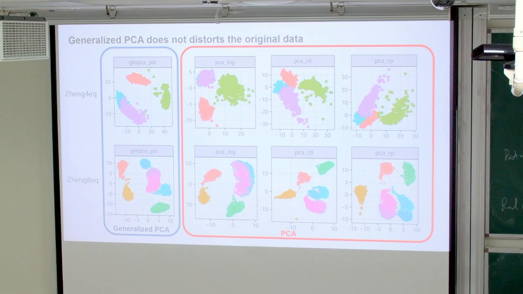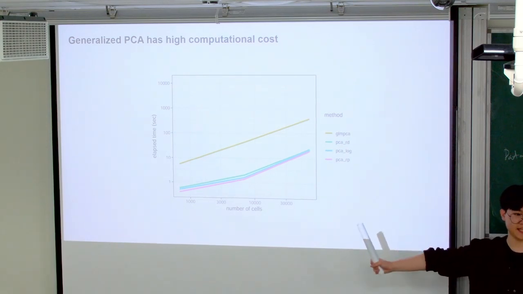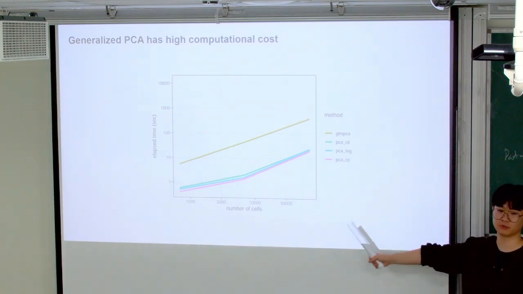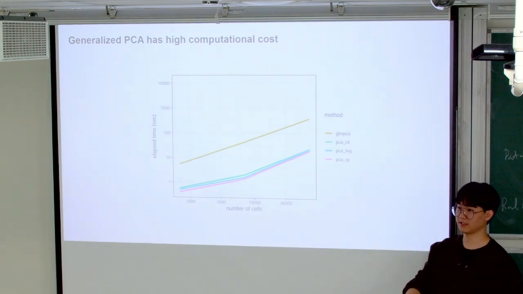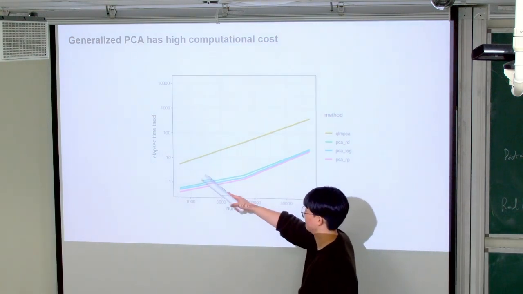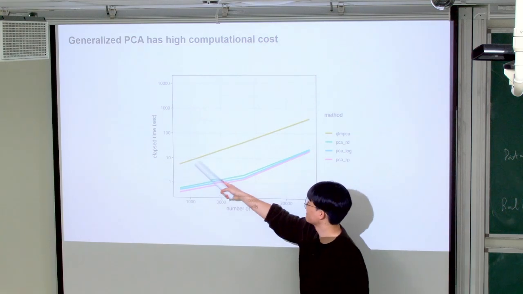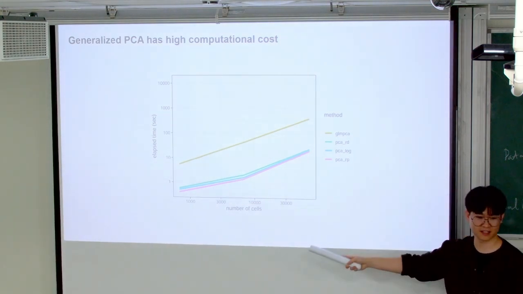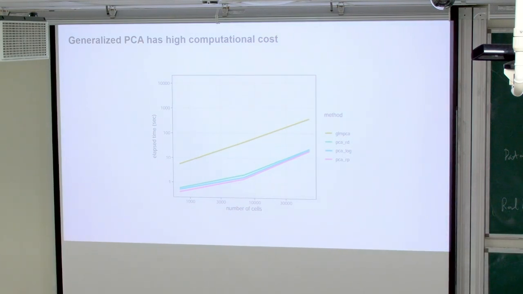But one con is it's super slow. Exactly. Because generalized PCA is the solution of an optimization problem, while the original PCA was just finding the eigenvalues and eigenvectors. So when we look at the performance, the generalized PCA is 10 times slower than PCA. This is the problem, but anyway, the result was good.